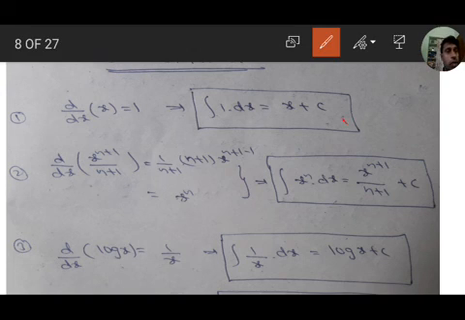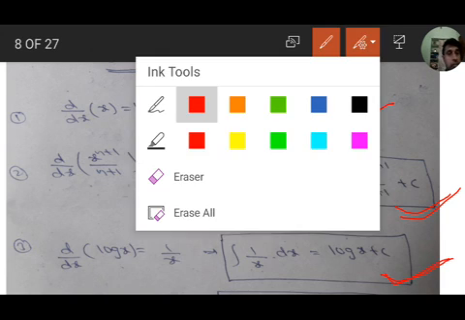Integration of 1 into dx is x plus c. Integration of x to the power of n dx equal to x to the power of n plus 1 by n plus 1 plus c. Integration of 1 by x dx equal to log x plus c.